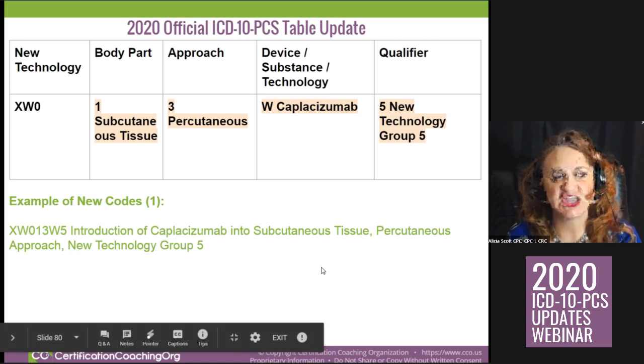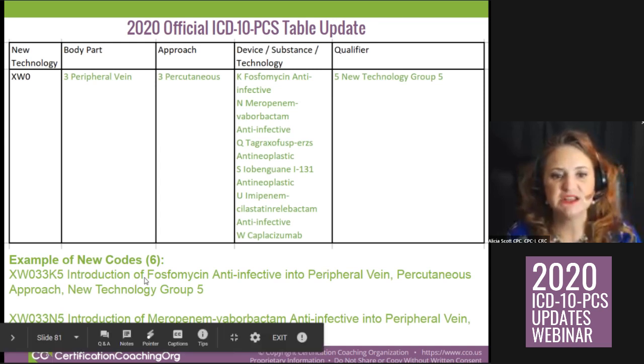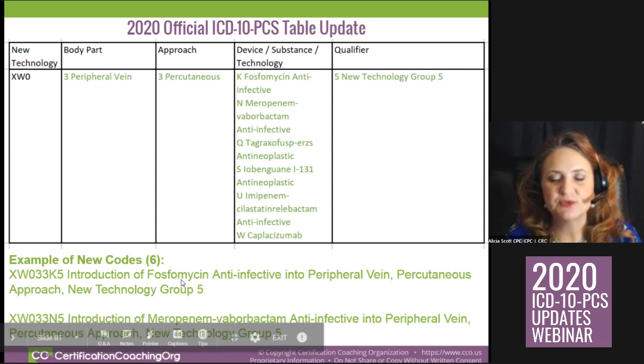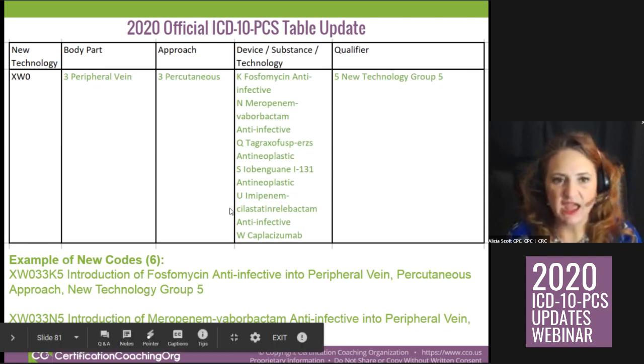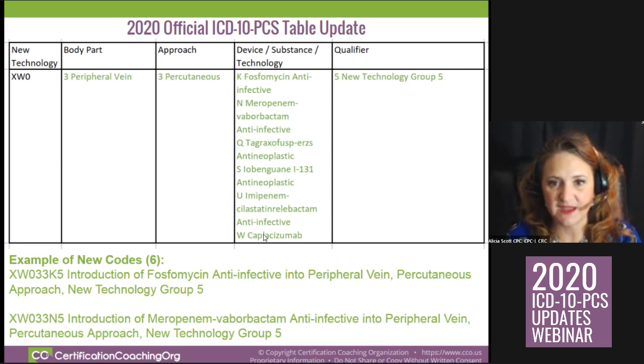Oh, look, we got 6 new codes. Why? Because we're going to do something new to the peripheral vein. We're going to introduce a new phosphomycin anti-infective into peripheral vein. And if we're going to put something into the peripheral vein, it's going to be percutaneous. These are all of the devices or the substances that we could put in them, and it's considered new technology.